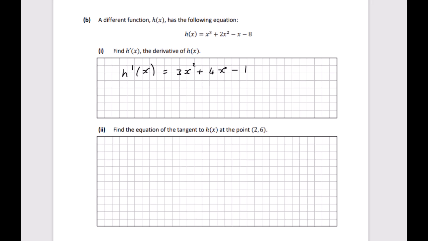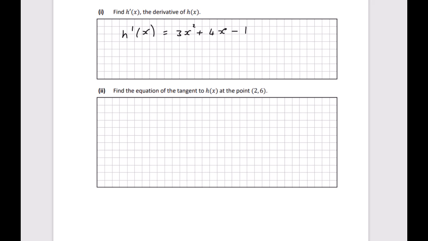Part 2 then, find the equation of the tangent to h of x at the point 2, 6. The tangent. Now a tangent is just a straight line. The equation of a tangent therefore is y minus y1 is equal to m into x minus x1. Now this formula is in your tables. Two things you need to put into this formula. You need a slope and you need a point. Well, we're given a point 2, 6. So that's our x1, y1. This is our x1, this is our y1 here. We've got to work out the slope.